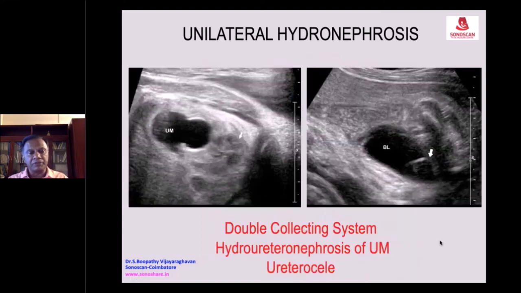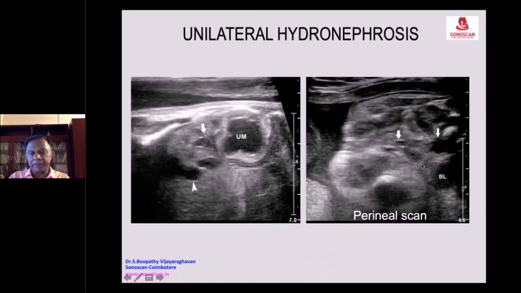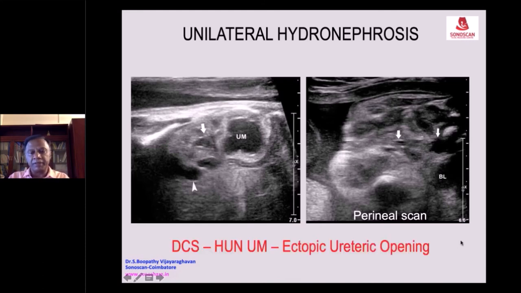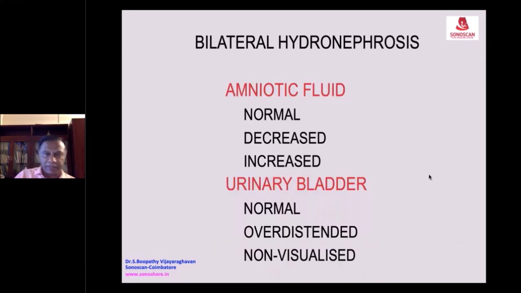There is hydronephrosis, more commonly involving the upper moiety. When there is a double collecting system, the upper ureter usually opens lower and medial, but here you see the ureter extending down into the pelvis and opening into the vagina. So this is an ectopic ureteric opening into the vagina. Then we come to bilateral hydronephrosis.